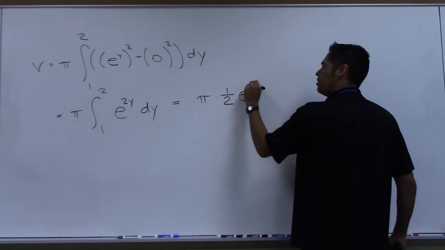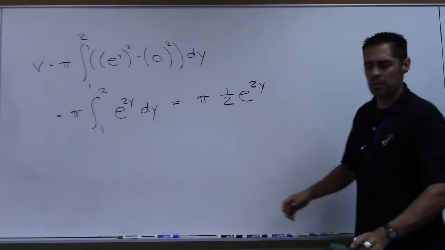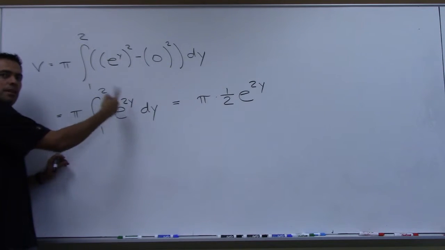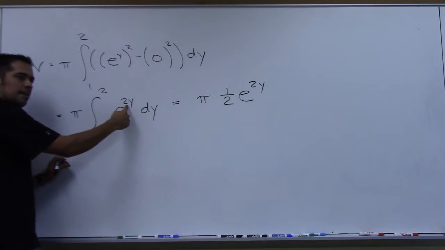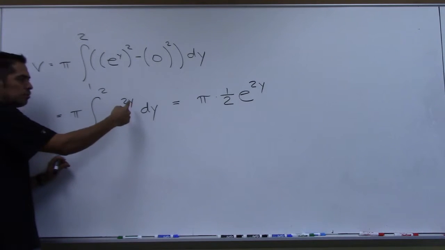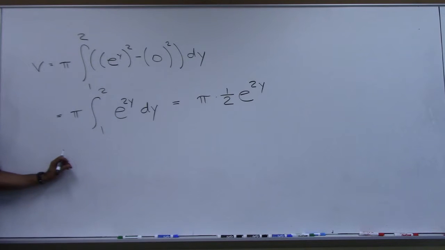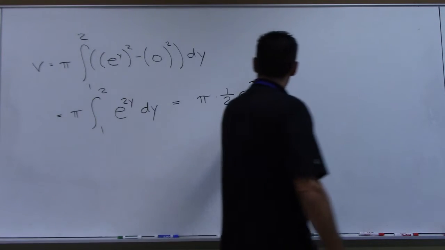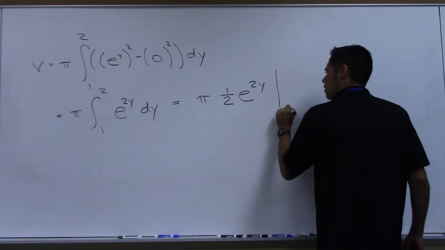One half e to the 2y. So you have to look at this as being a linear expression inside of the e. So when you integrate it, you have to scale by the a that's in front of the variable. So it's 1 over a e to the 2y. And that's going from 1 to 2.